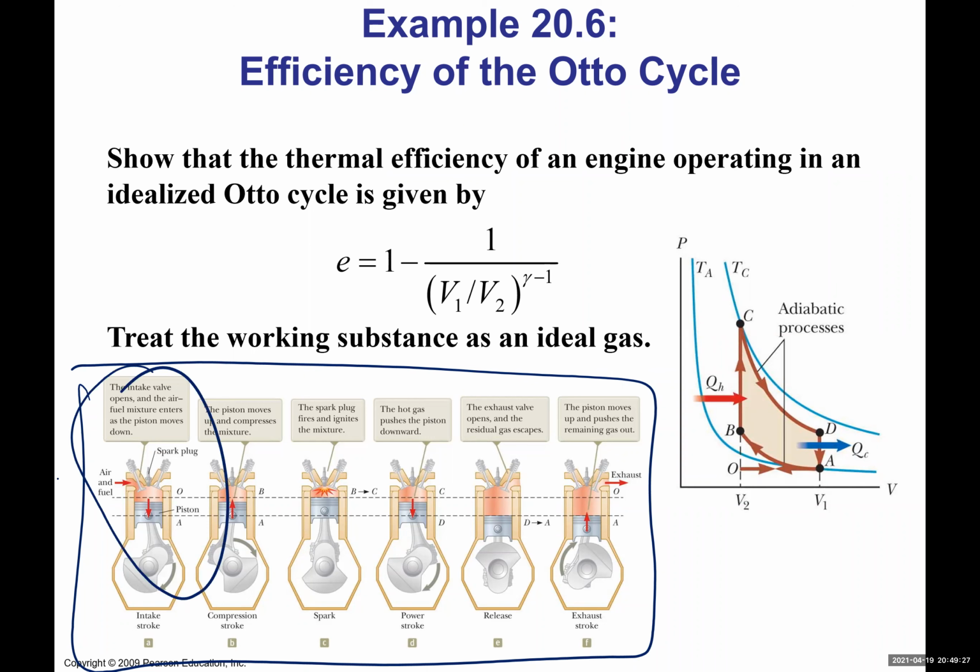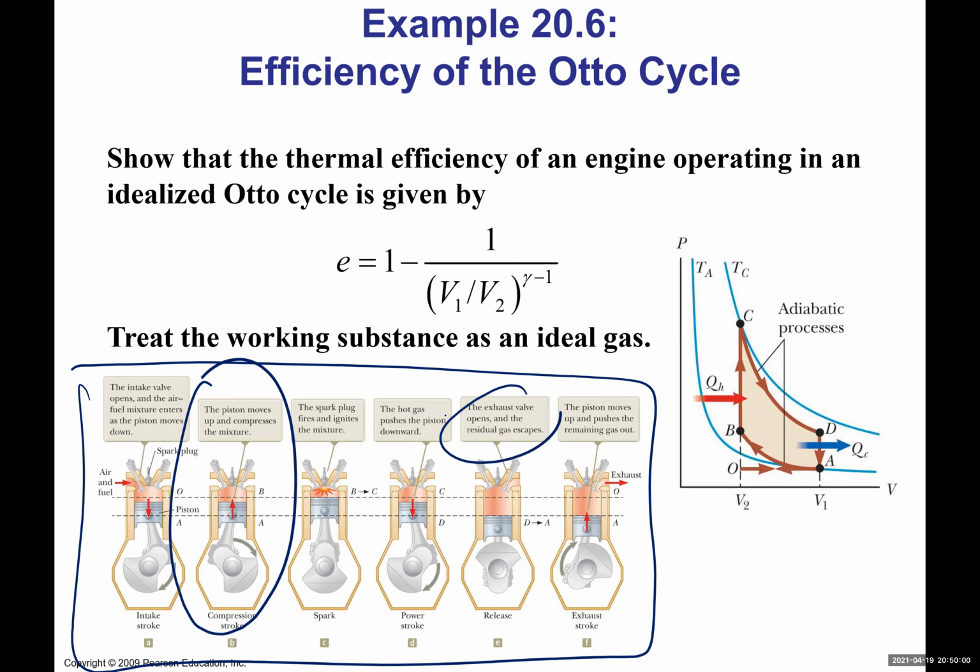The intake valve opens and the air-fuel mixture enters. Then the piston moves up and compresses the mixture. Then a spark plug ignites the mixture. Then the hot gas pushes the piston downward, because when the gases ignite, their temperature increases, so it becomes much hotter, and they start moving faster, and they can push the piston down. Afterwards, the exhaust valve opens and the residual gas escapes. The piston moves up and pushes the remaining gas out, and the cycle repeats.